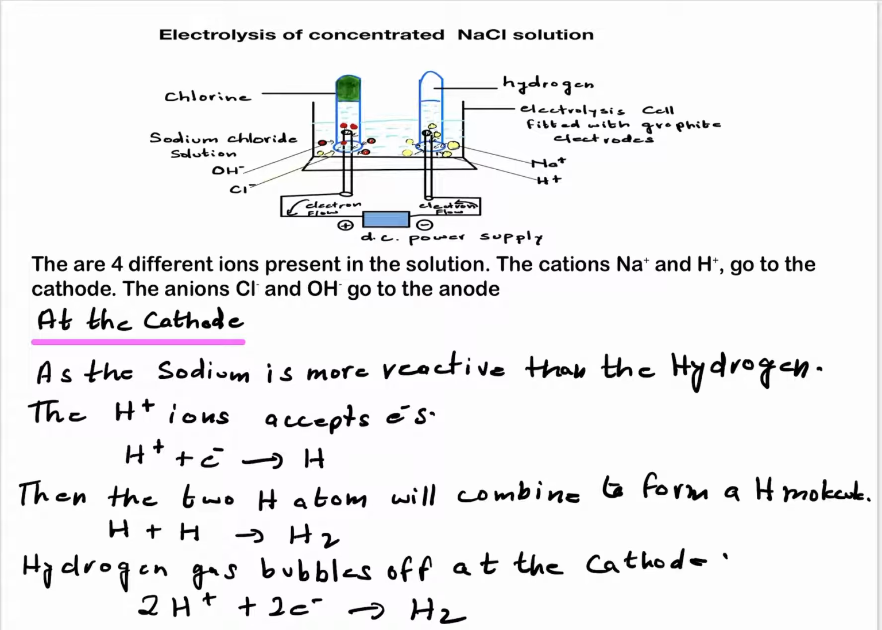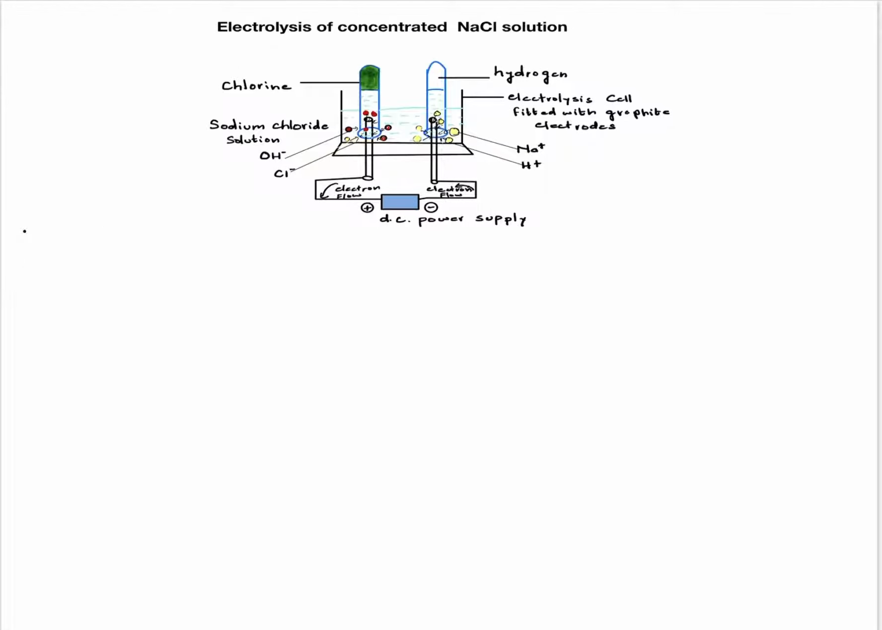So these are the reactions taking place at the cathode during electrolysis of concentrated sodium chloride solution. You can see in the diagram that sodium is not being attracted. Basically, when we focus here, it will be the hydrogen that will be attracted. Why? Because the sodium is more reactive than the hydrogen. So hydrogen ions will accept electrons more. Let's see what happens at the anode.